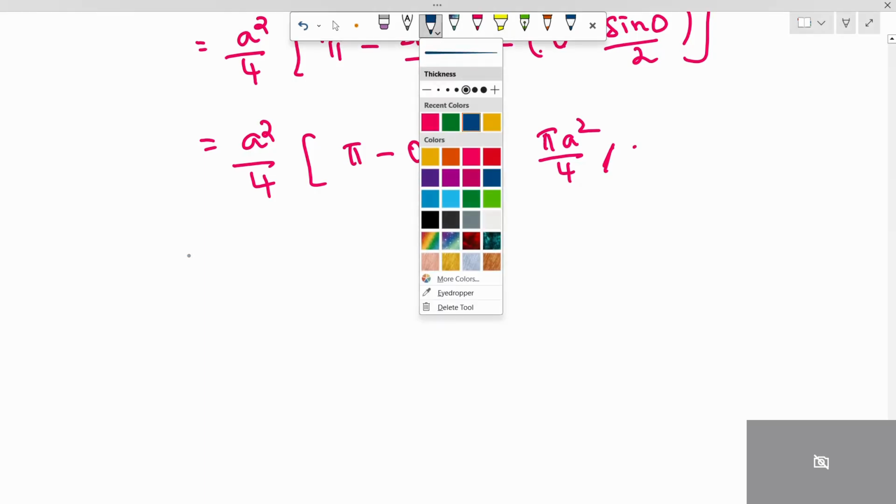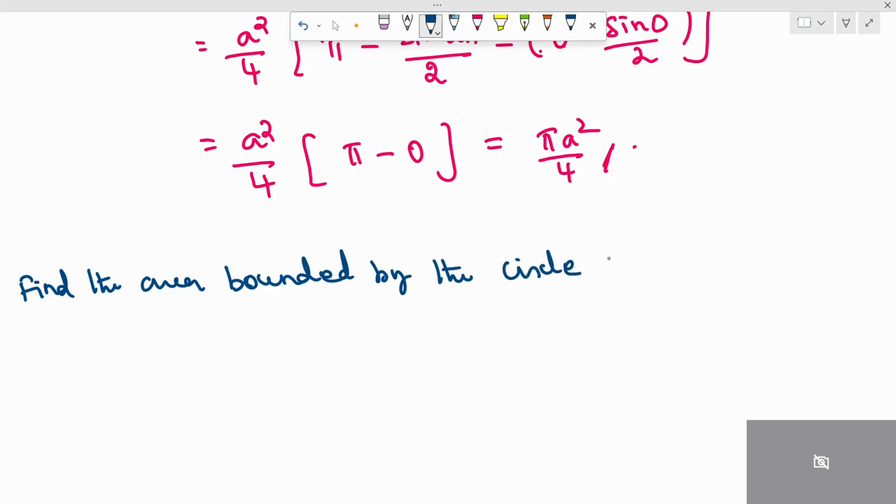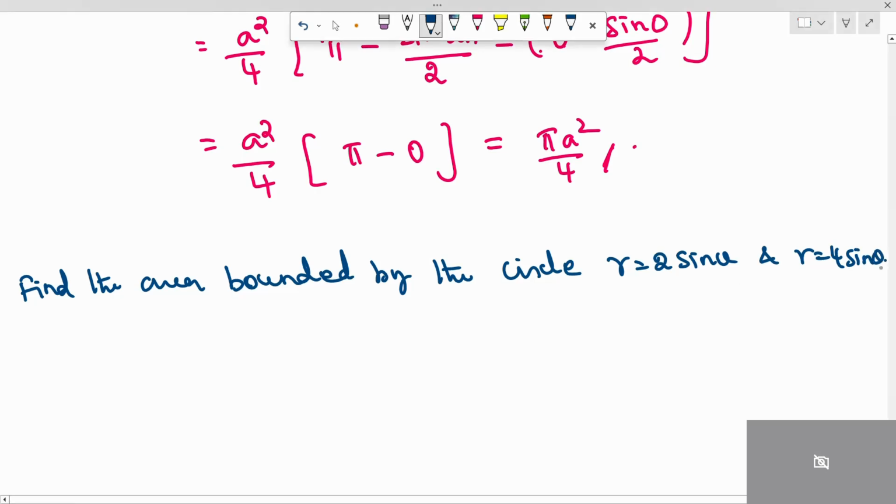Find the area bounded by the circle r is equal to 2 sin theta and r is equal to 4 sin theta.